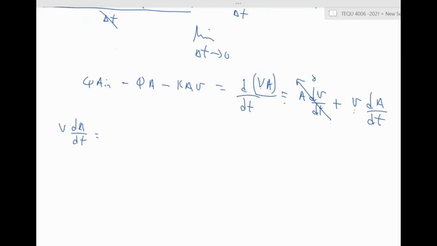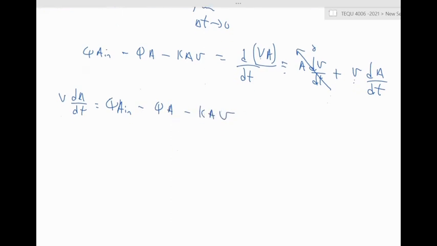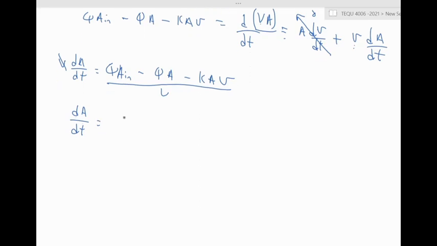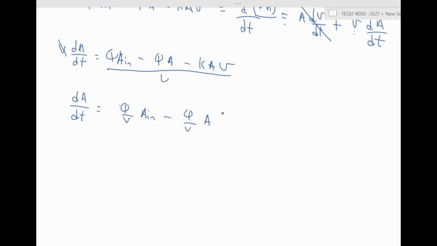So I end up having Q times the concentration at the inlet for A, minus Q A, minus K A V. If I divide the whole expression by V, I have then my differential equation that I generated through a mass balance for component A. That means Q over V times the concentration at the inlet, minus Q over V times the concentration at the outlet, minus K times A.